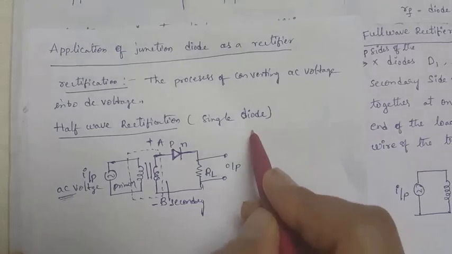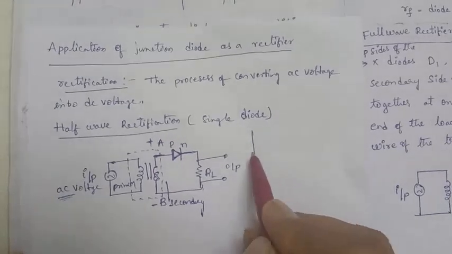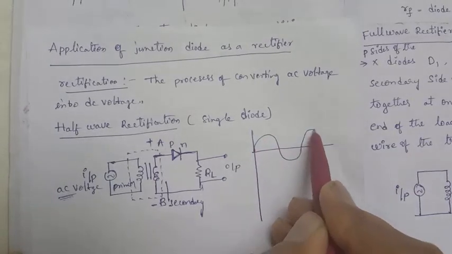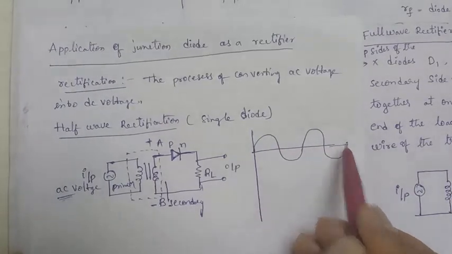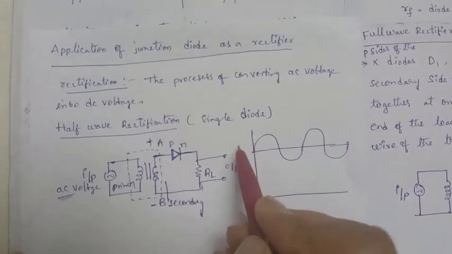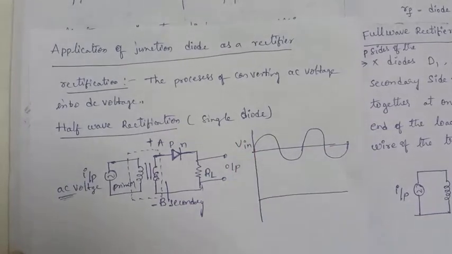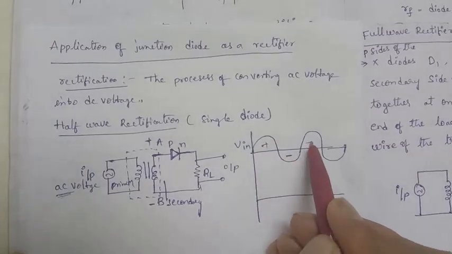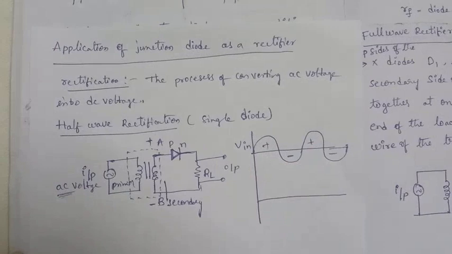First of all, this is the input alternating voltage, and here you take the output. This is the input voltage V in. It has a positive cycle and a negative cycle.